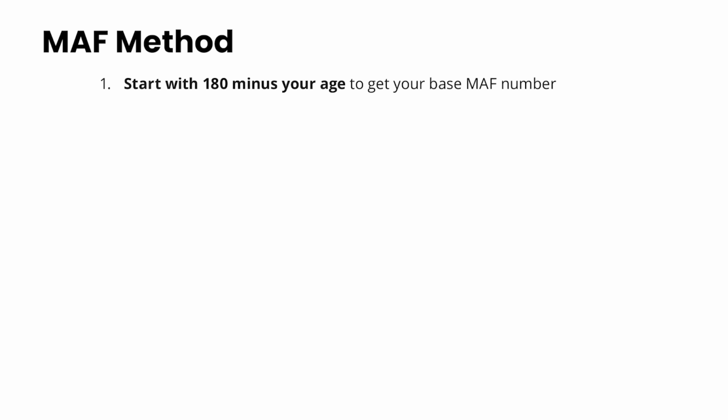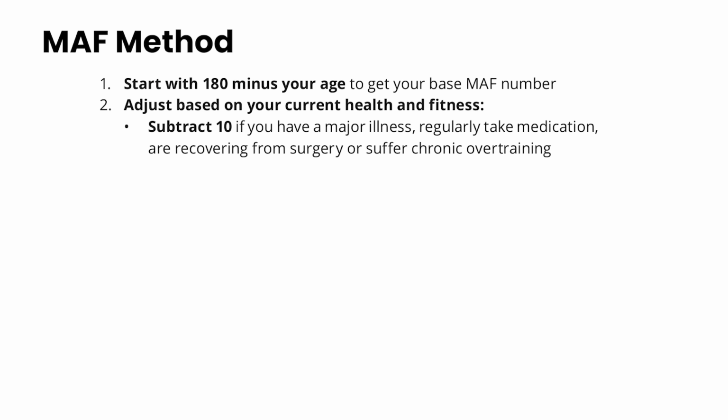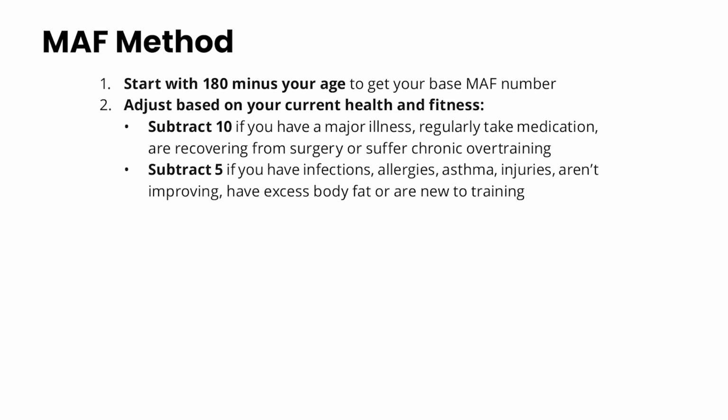Start with 180 minus your age to set your base MAF number. Adjust based on your current health and fitness profile. Subtract 10 if you have a major illness, take regular medication, are recovering from surgery, or suffer chronic overtraining. Subtract 5 if you have infections, allergies, asthma, injuries, aren't improving, have excess body fat, or are new to training.